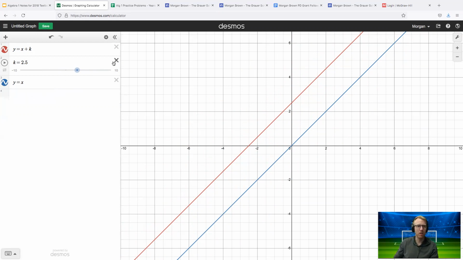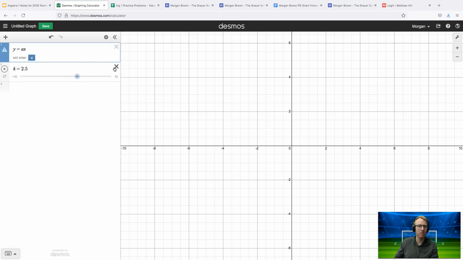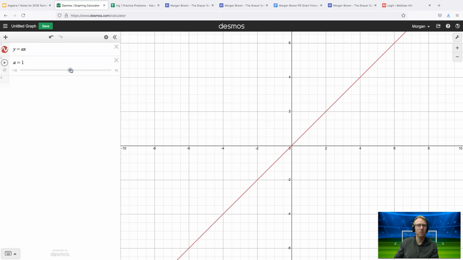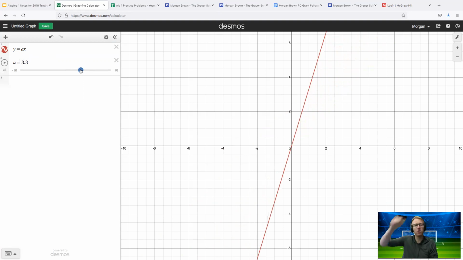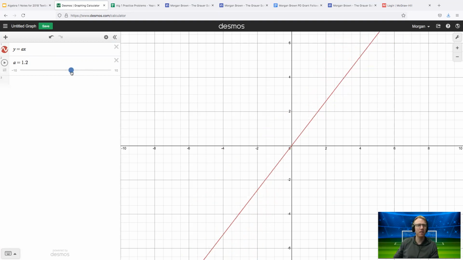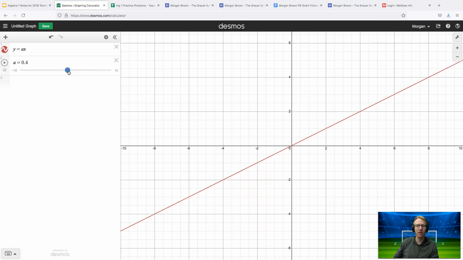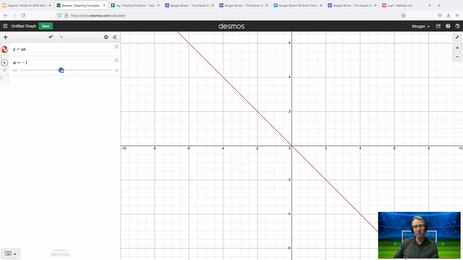Okay, the next one we can quickly look at is if I put a number in front. So instead, let me put an a in front and add a slider. So if a is a big number, it's getting steeper and steeper. It's getting vertically stretched. And what happens if a is a number smaller than 1? It's getting flatter and flatter. It's getting compressed. And what happens when a is negative? Oh, it got reflected completely downward in the opposite direction. So now there's a negative slope.